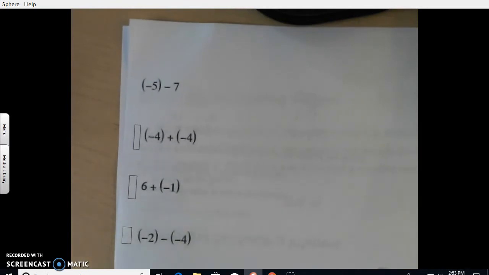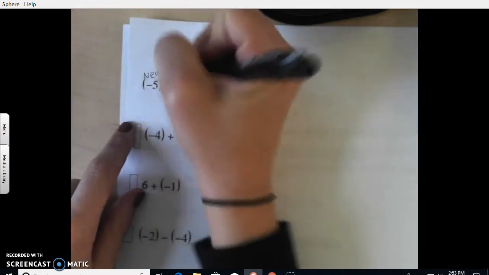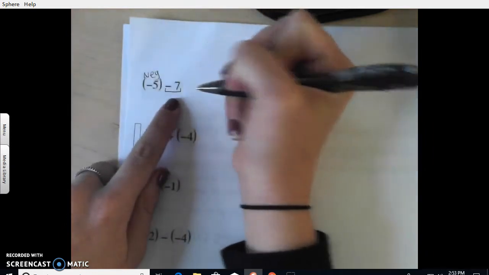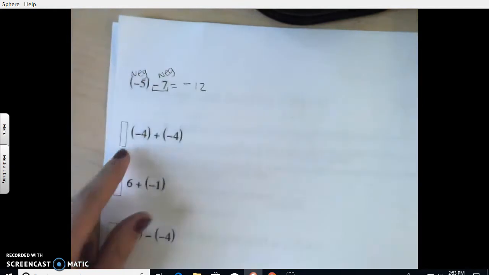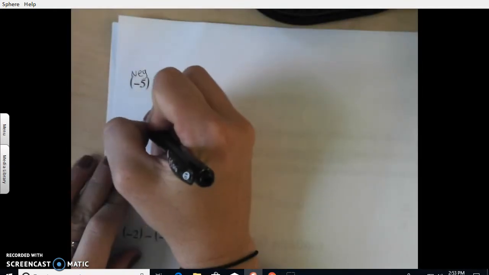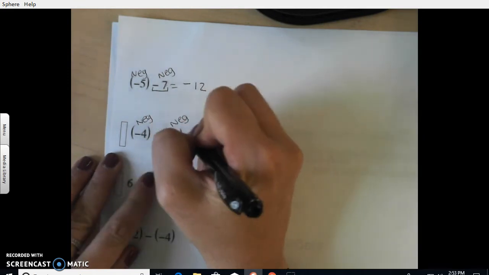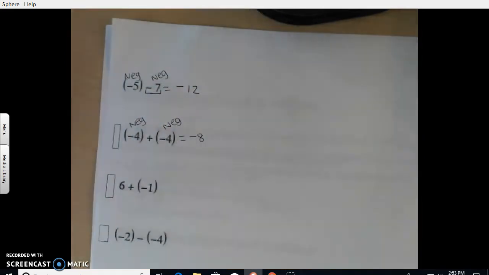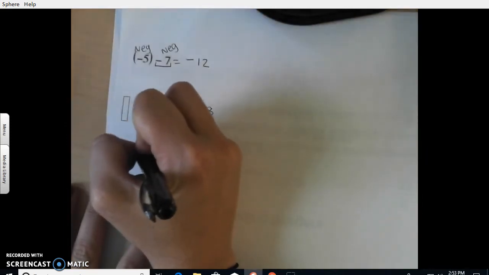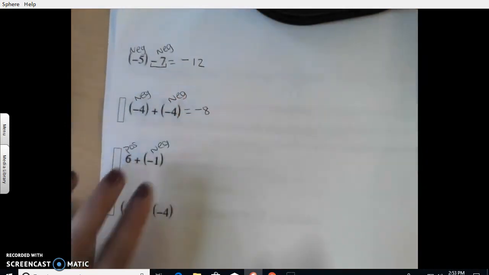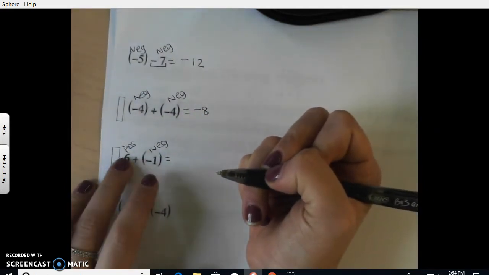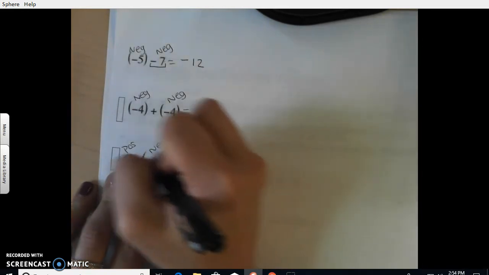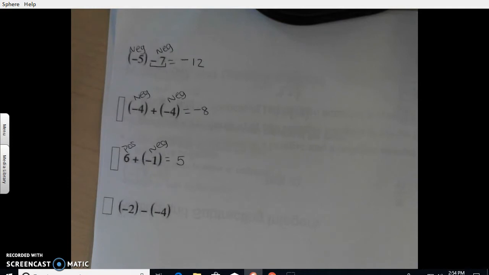Just a few more examples. -5 minus 7. This 7 goes with the negative, so it's a negative as well. A negative and negative we add and keep, which is equal to -12. We have a -4 and a -4, add and keep, -8. A +6 plus a -1 is equal to, subtract, keep the sign of the larger. 6 minus 1 is 5. The larger is positive. We have +5.